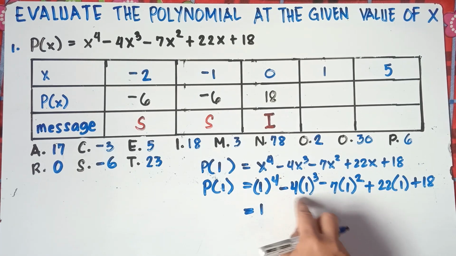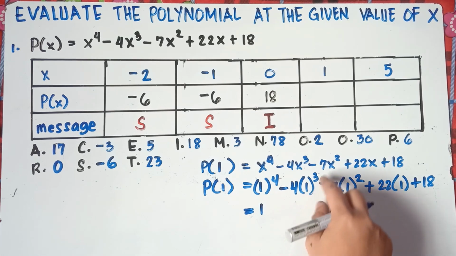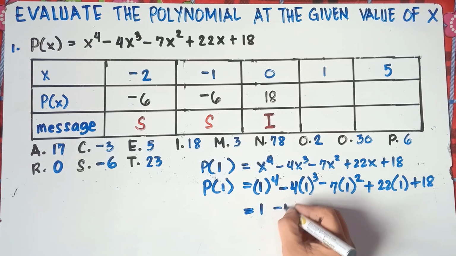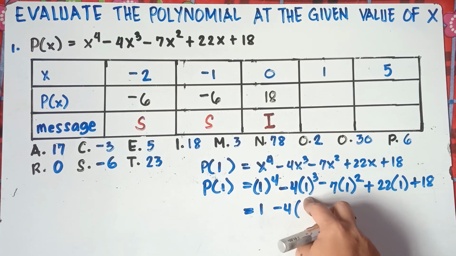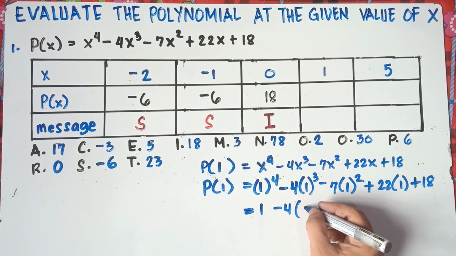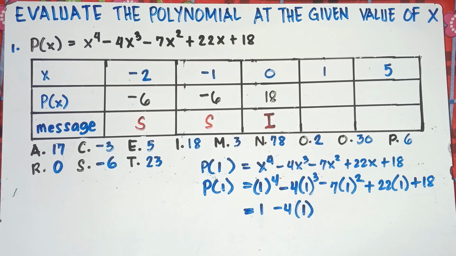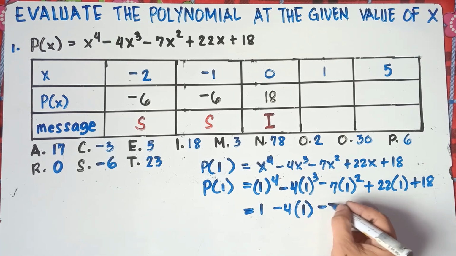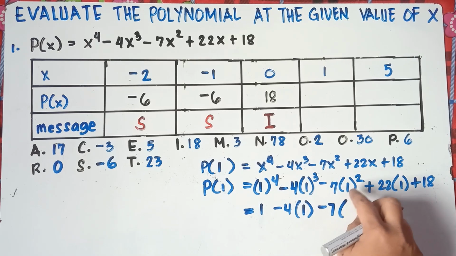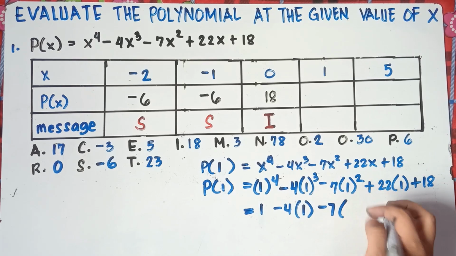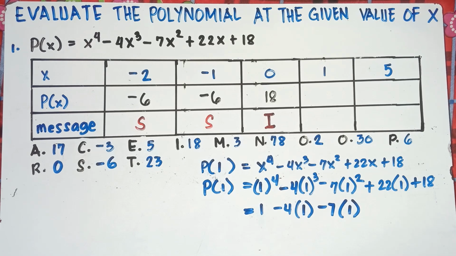Then once again, do not multiply negative 4 and 1. You simplify this one first. So negative 4, copy. Then 1 raised to the power of 3, it means 1 times 1 times 1. 1 times 1 times 1 is still positive 1. Alright, then this will be negative 7 times 1 raised to the power of 2, it means 1 times 1. 1 times 1 is still 1. I hope you get this one, class.